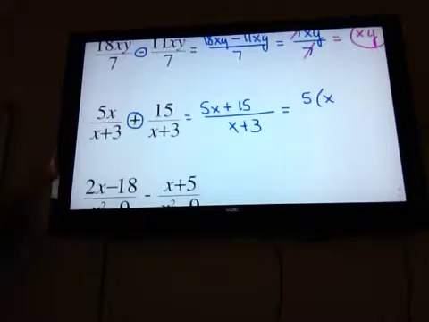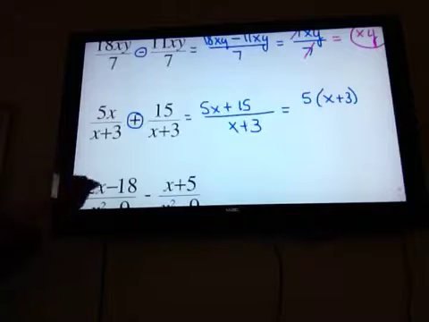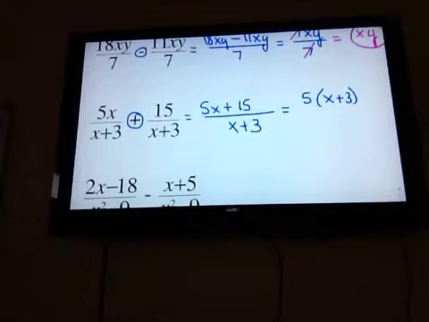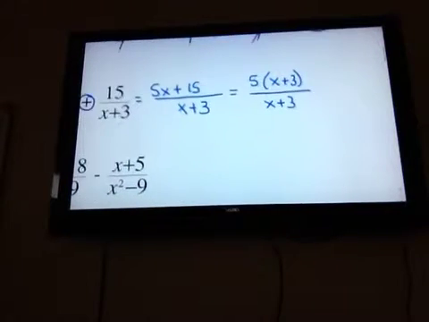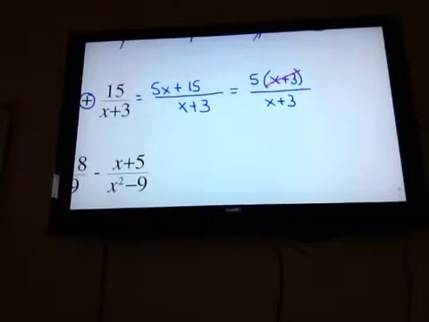Once I've done my adding and subtracting, which I couldn't do on this one, then it becomes like our assessment we just took today. Factor if you can. So I can take out my common factor of 5. Reduce or cancel if you can. And I can, because I have like groups, x plus 3. And I'm left with just 5.